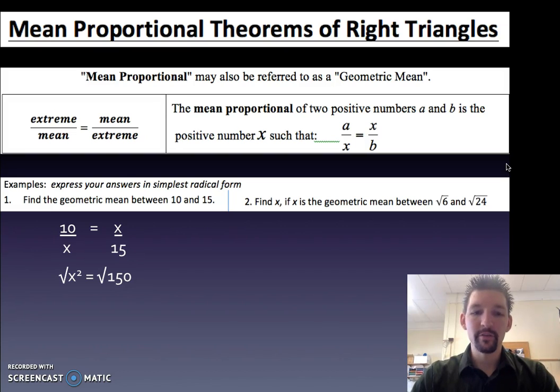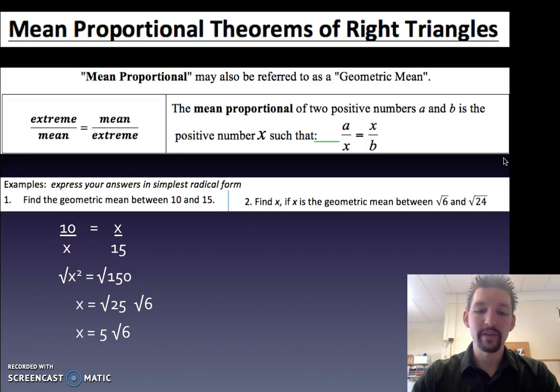You'll take the square root of both sides, and then we need to simplify 150 down. So that's 25 times 6, so radical 25, radical 6. And then your final answer will be x equals 5 square root of 6. So that is the only number that could be put in here to make these two numbers proportional. What I'd like you to do is try number 2, pause the video and give it a try, and then we will go through it.